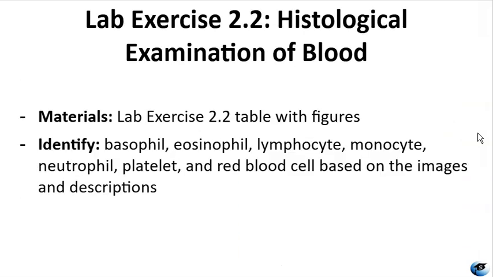For lab exercise 2.2, you will be looking at histology images as per usual. You're going to need the lab exercise 2.2 table for this. This is again going to include helpful figures and descriptions to help you identify what you're looking at. You're going to want to identify all of the key formed elements based on their morphological features that we talked about and the reference images that are in the table.